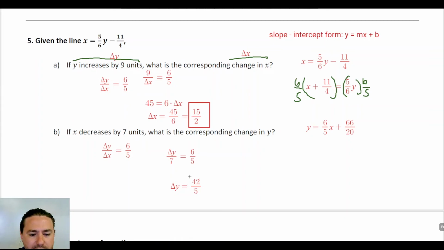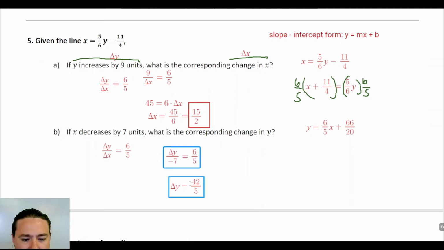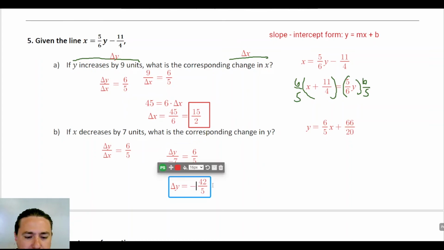So basically, if you, oh, you know what? I missed something. Decreased by 7 units. So really, this should be negative 7. And so the corresponding change should be a decrease of 42 fifths. So it should go down by that much.